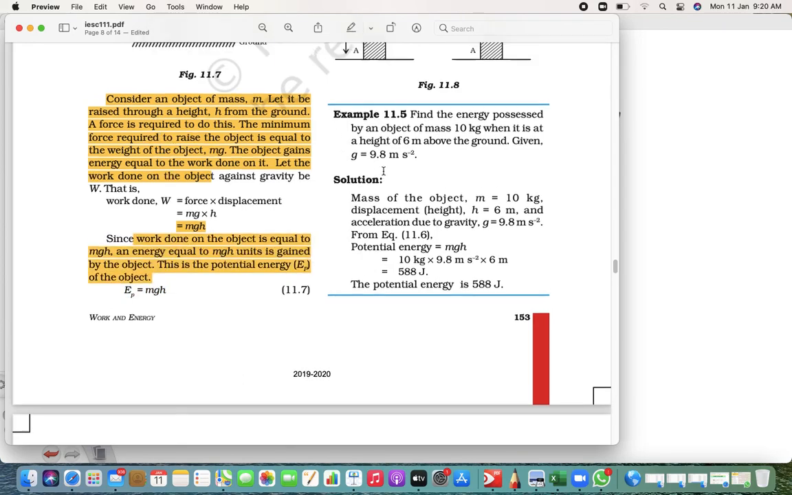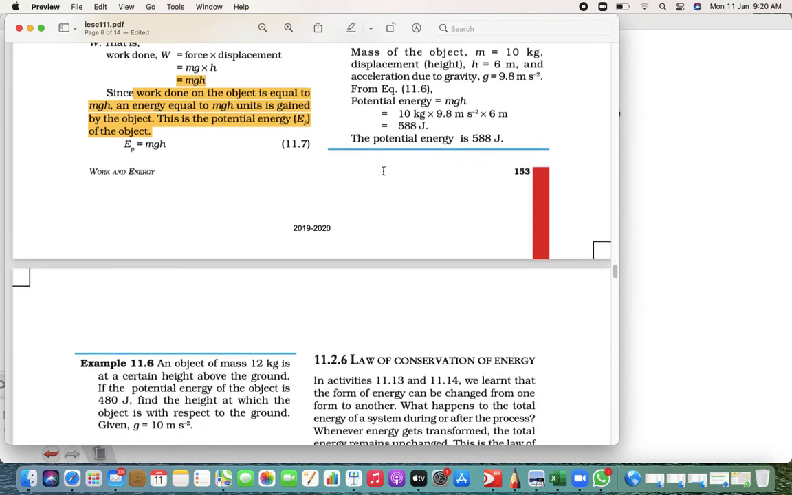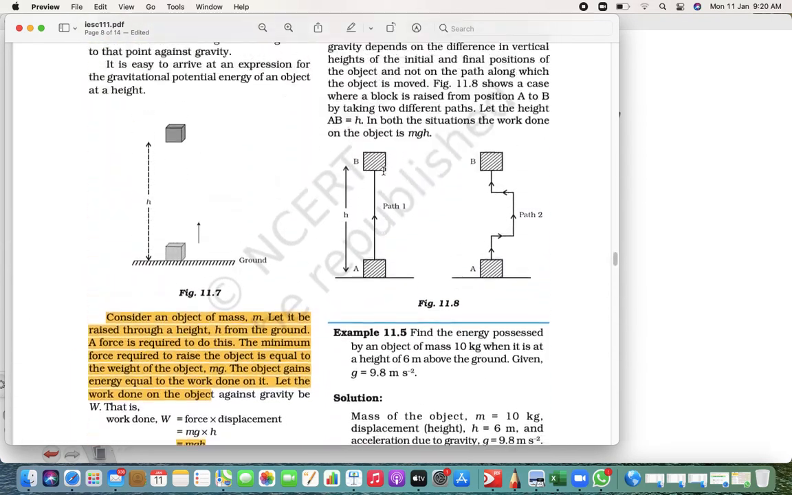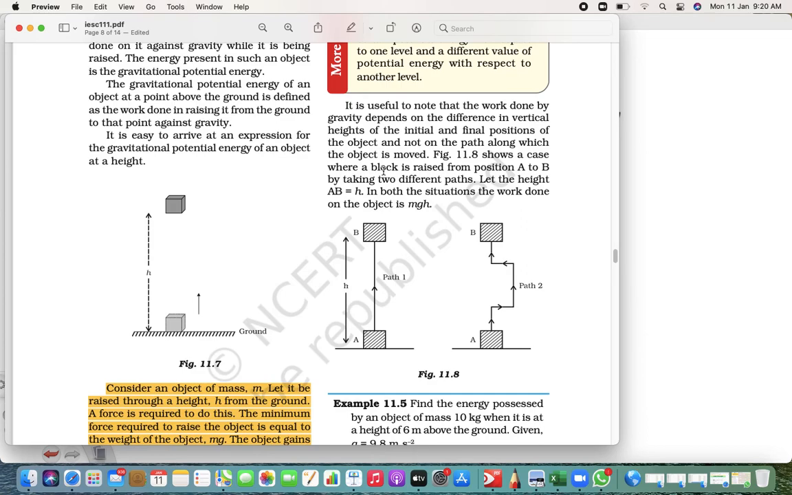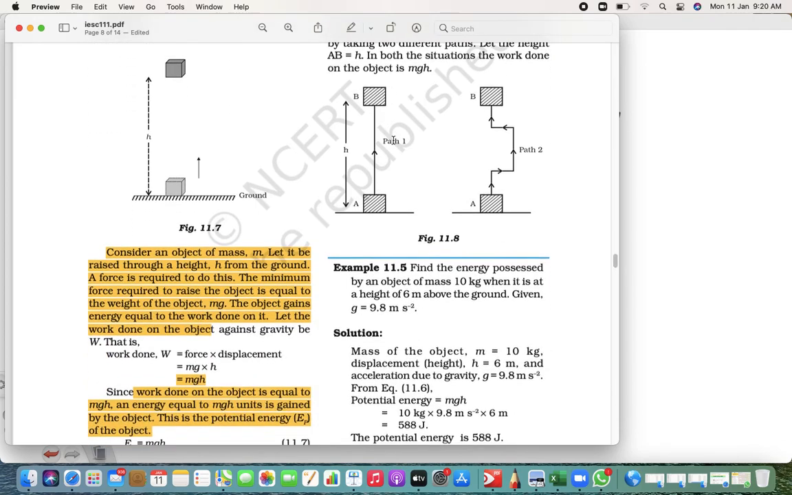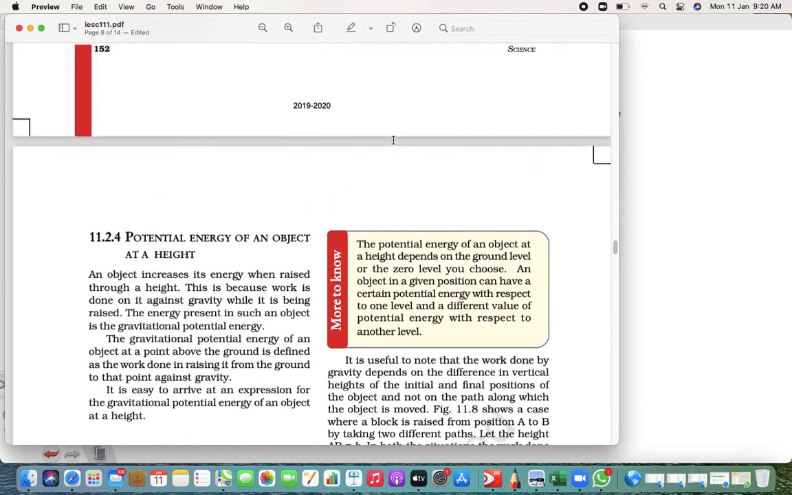It's simple and straight. Then what we say is, it does not depend upon the path. It only depends upon the height. Potential energy only and only depends upon the height. So I hope you got what I am trying to say. Fine? Understood what I said?